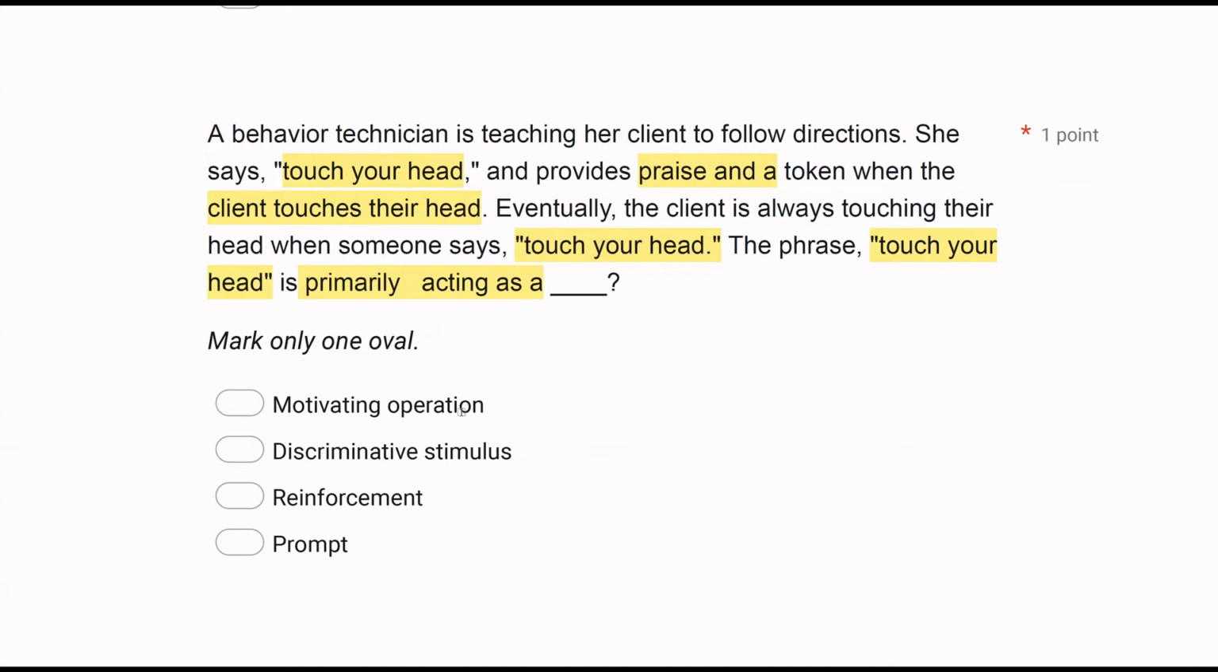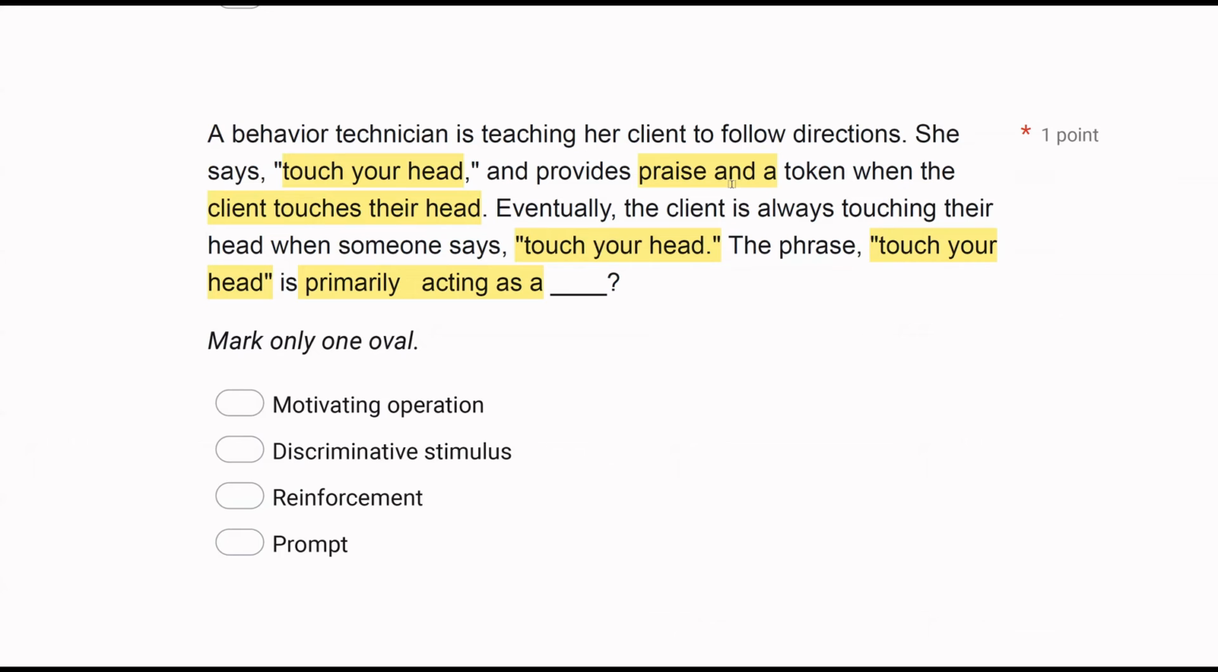So is it A, a motivating operation? Well, a motivating operation could possibly be touch your head, but it doesn't necessarily make the consequence, which is praise and token, more valuable. There's a good chance the client always wants reinforcement. A motivating operation primarily makes something more valuable, makes you want and not want something. Touch your head isn't really making the client want the reinforcement. It's just saying to the client, hey, it's available.